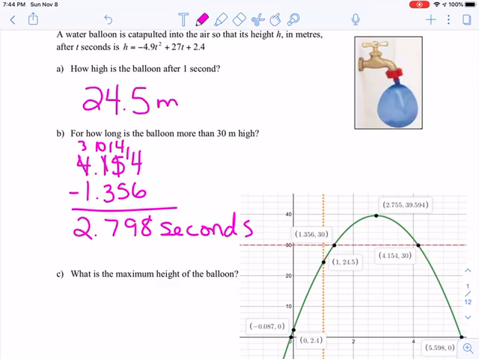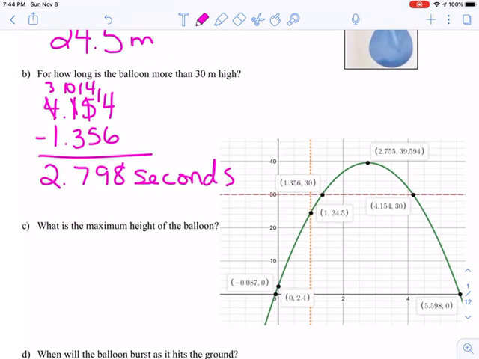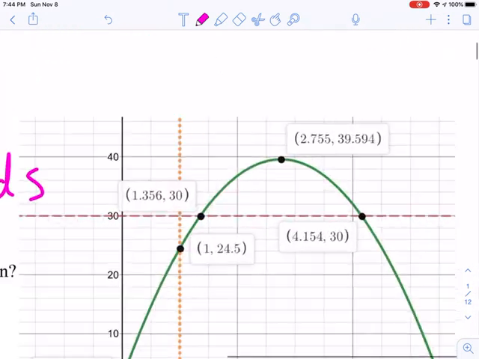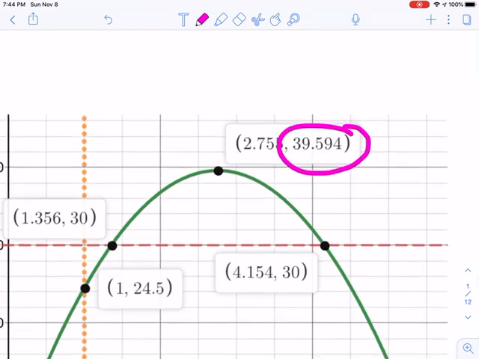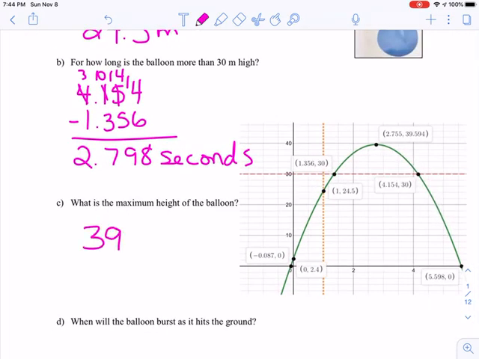And then part C, what's the maximum height? Well, if you just visualize what's happening here, you can see that the maximum occurs at the vertex, which is what we talked about last week in our booklet. The maximum always occurs at the vertex, and we're asking what is the actual height of the balloon at that point, and height is the y value, so 39.594 meters would be the maximum height.